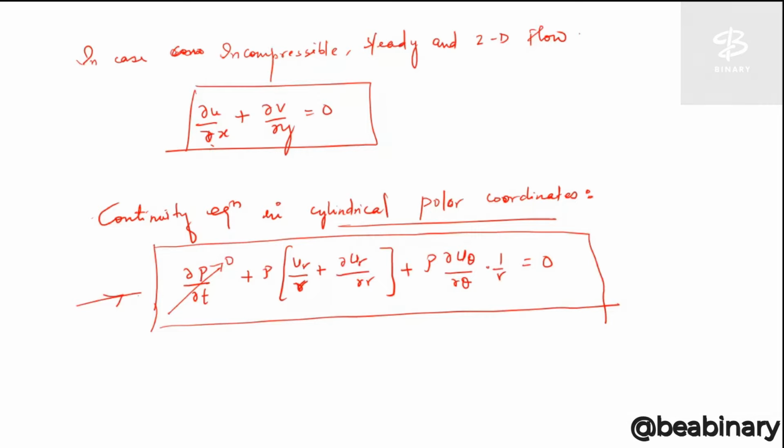Okay. So it depends upon the situation where we can consider our simplification. For example, in the case of a steady flow, we take ∂ρ/∂t equal to 0, because in the case of a steady flow there is no change in density, velocity, acceleration and the other properties with respect to time.